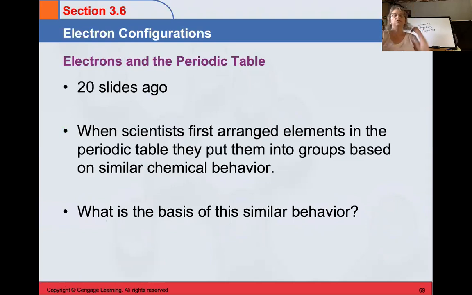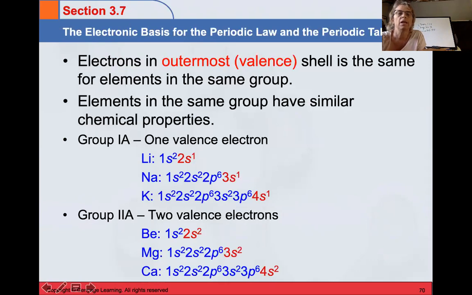So when scientists first arranged the elements in the periodic table, they put them into groups based on their behavior. And the question was, what was the basis of this similar behavior? Well, it turns out if you look at all of the elements in group 1A and you look for what they have in common, every one of those elements has a single electron in its outermost shell.